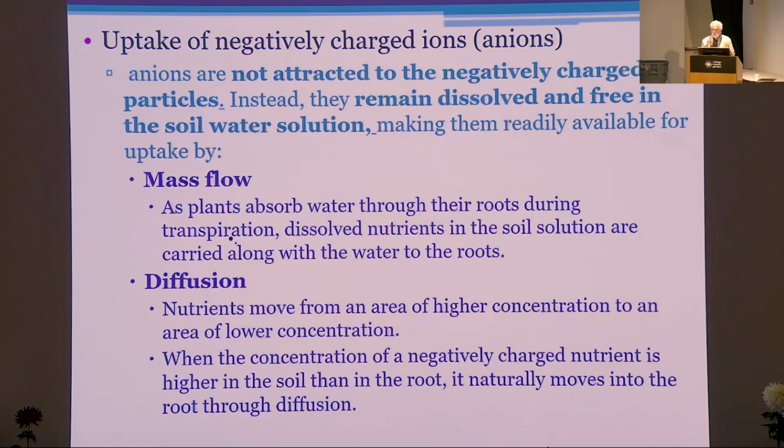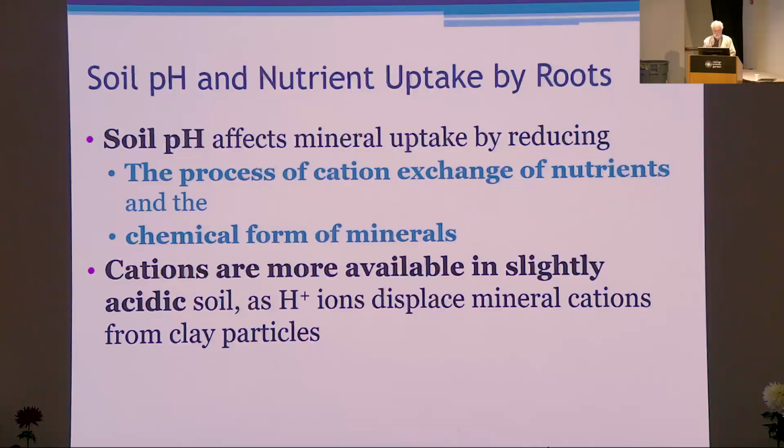If the nutrient is more highly concentrated in the soil than it is in the roots, it will diffuse down a concentration gradient from where it's more highly concentrated to where it's at a lower concentration. So those are the ways the negative ions, the anions, basically are absorbed by plants.